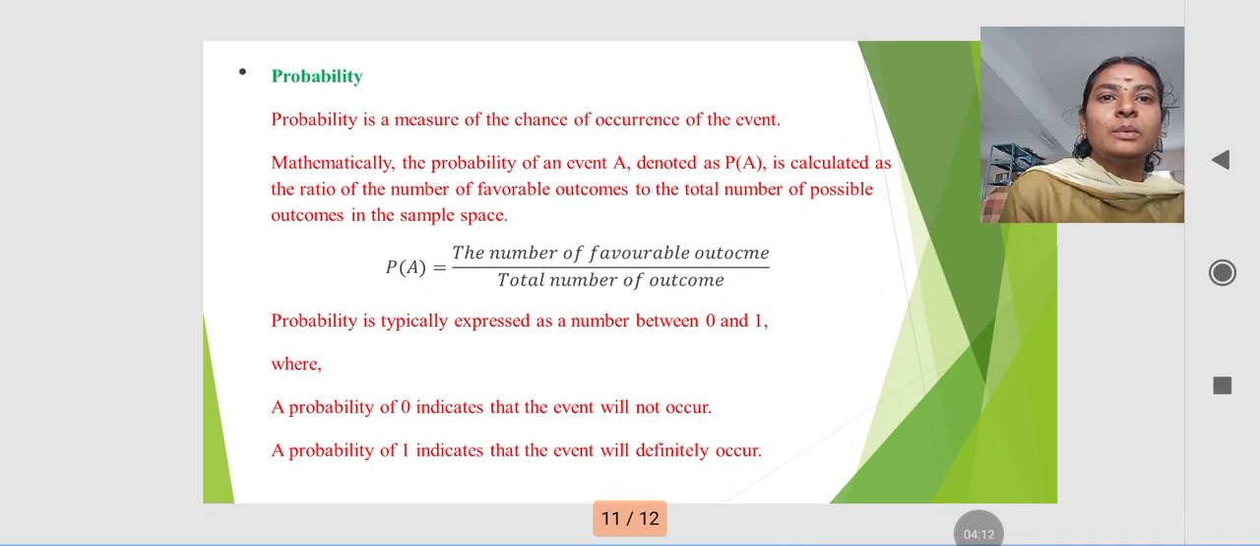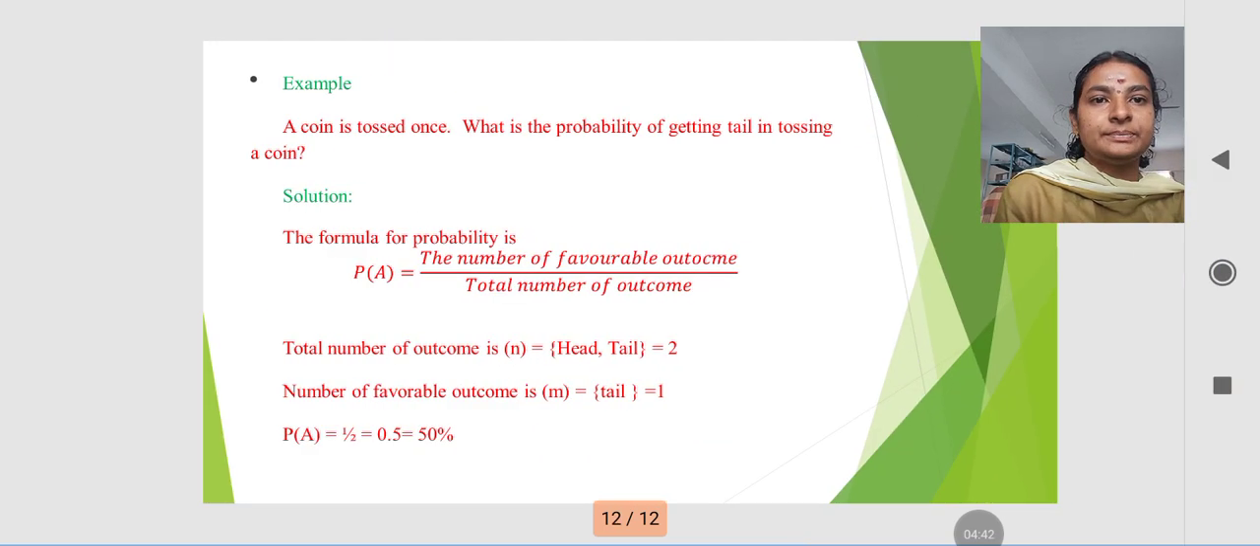Next, probability. Probability is a measure of the chance of occurrence of an event. Mathematically, the probability of event A is denoted by P(A). The probability of A is the number of favorable outcomes divided by the total number of outcomes. Probability is typically expressed as a number between 0 and 1, where a probability of 0 indicates that the event will not occur. A probability of 1 indicates that the event will definitely occur.